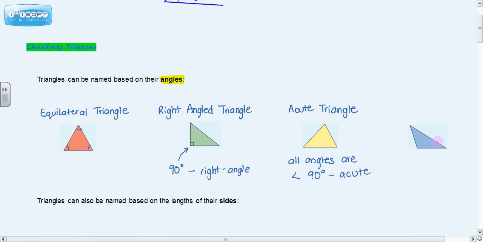This last triangle here has two acute angles, but one larger than 90 degrees. We call that type of angle an obtuse angle. So we call this triangle an obtuse triangle.